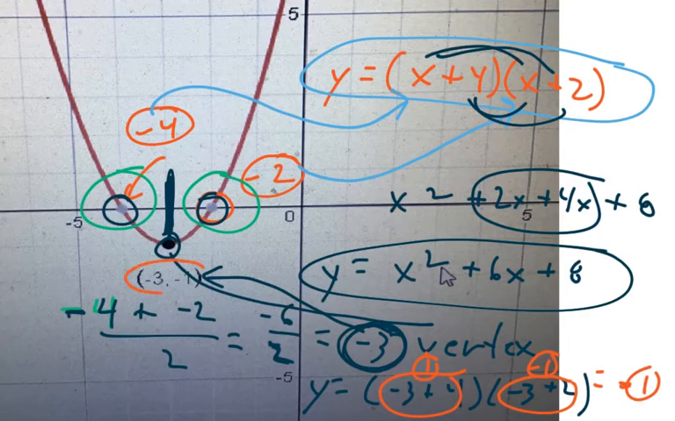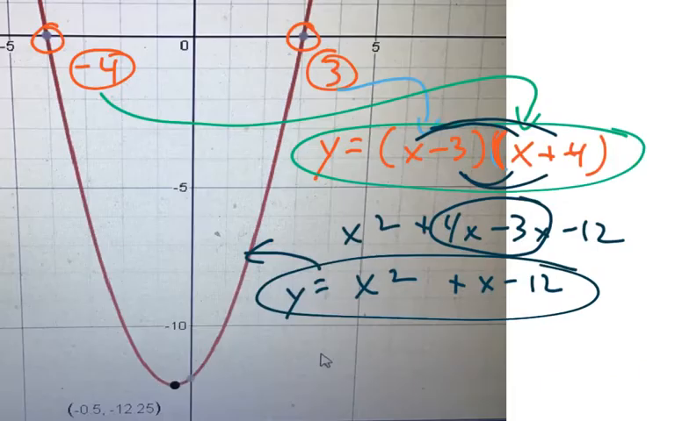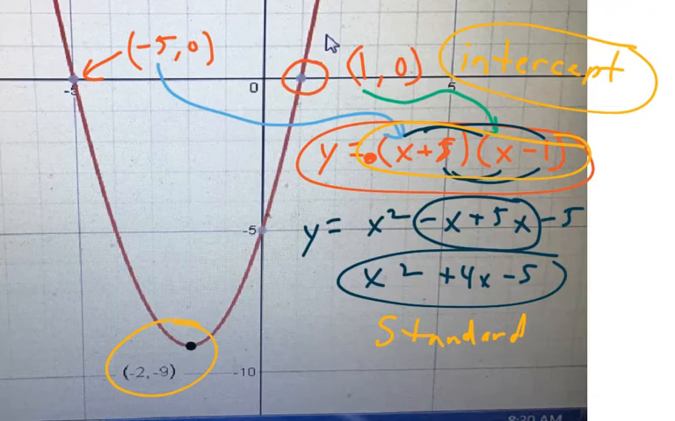And as you can see right here, let me clean it up a little bit. As you can see right here is now my vertex at (-3, -1). And I could have done a similar thing, guys, with this problem as well as this problem or equation or graph as well.